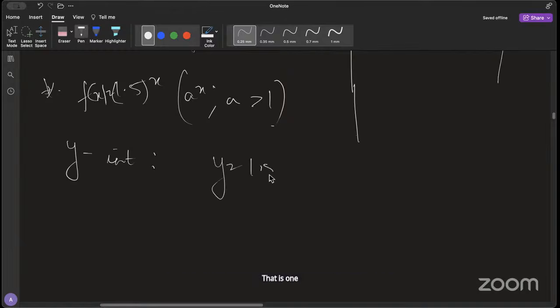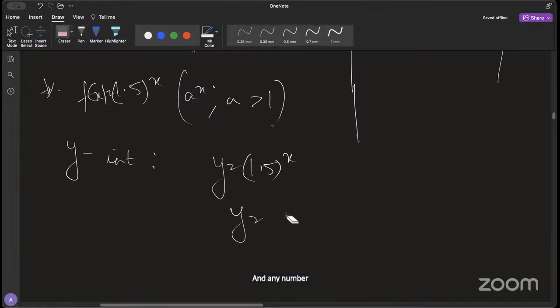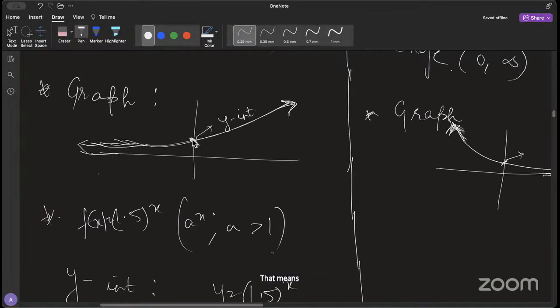So y is equal to 1.5 to the power x. Put x equals to 0 in this equation. You will get y is equal to 1.5 to the power 0. And any number raised to the power 0 is 1. That means your y should be 1. So your y-intercept is 1, and the coordinate will be (0, 1), right? That means this coordinate is (0, 1).